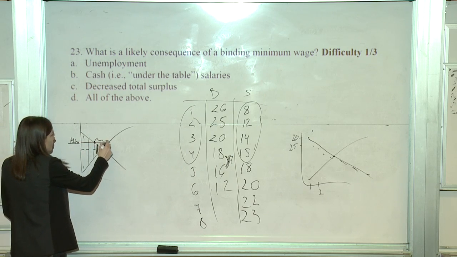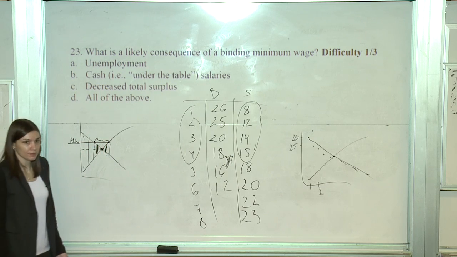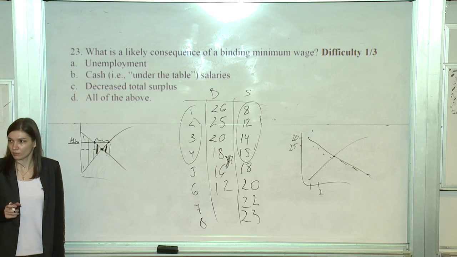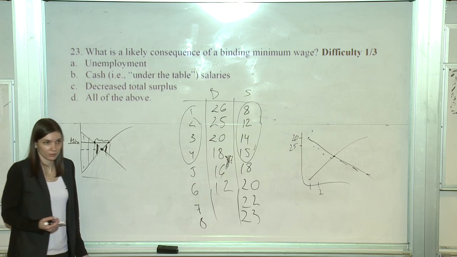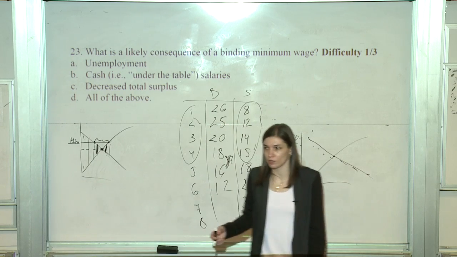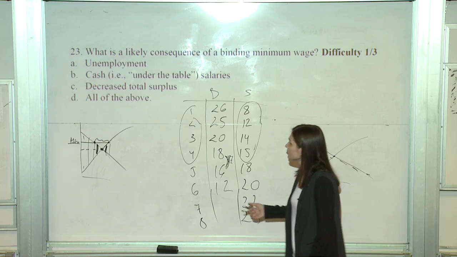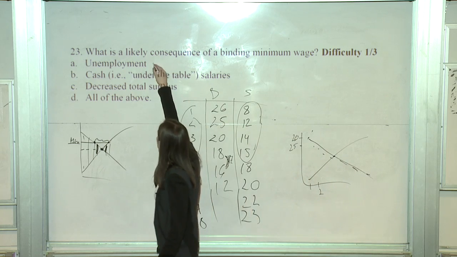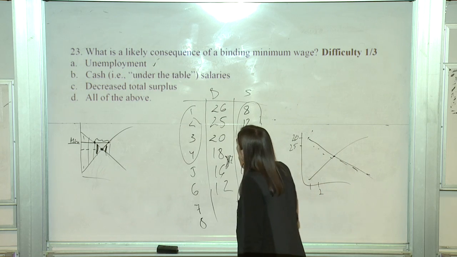A surplus. Now this is the labor market, so a surplus of labor is unemployment. There are more people willing to work than there are employers willing to hire them. So we get unemployment. That's the consequence of a minimum wage.